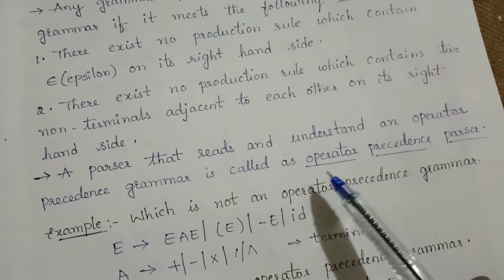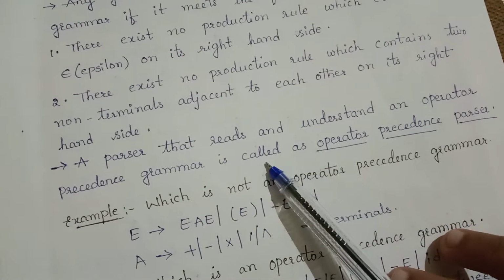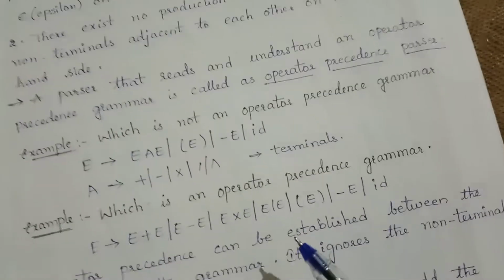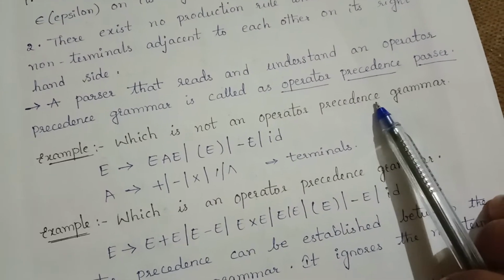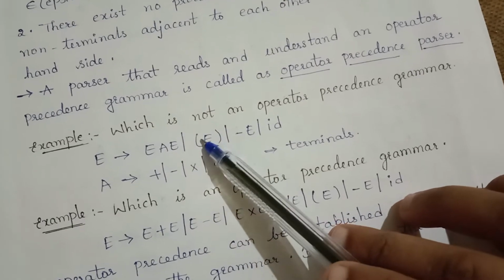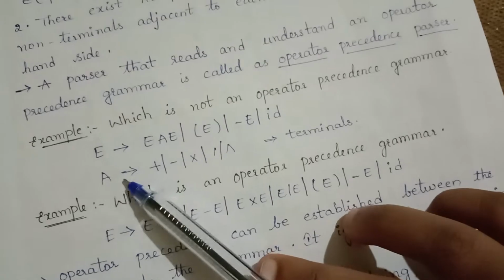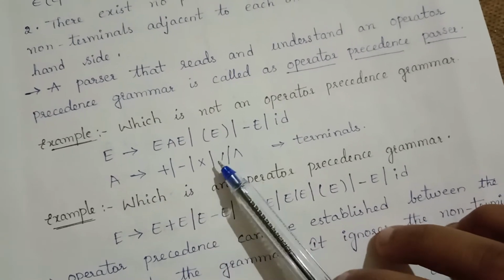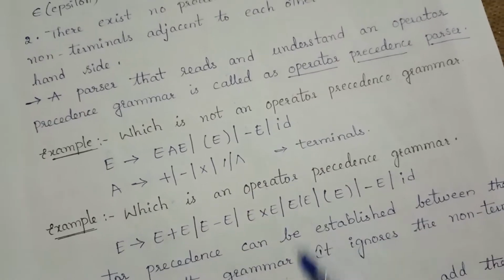A parser that reads and understands an operator precedence grammar is called an operator precedence parser. So consider an example which is not an operator precedence grammar. E tends to E A E, or E, or minus E, or ID. So here A is nothing but we can substitute it with plus, minus, star, division and mod.